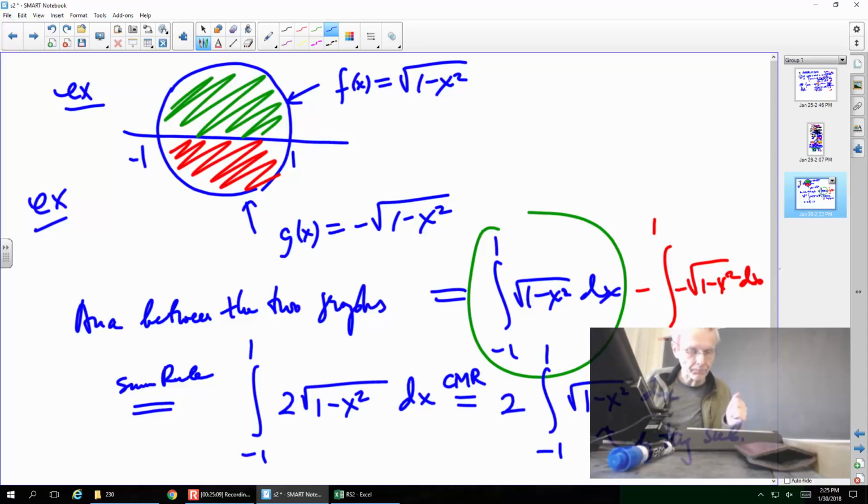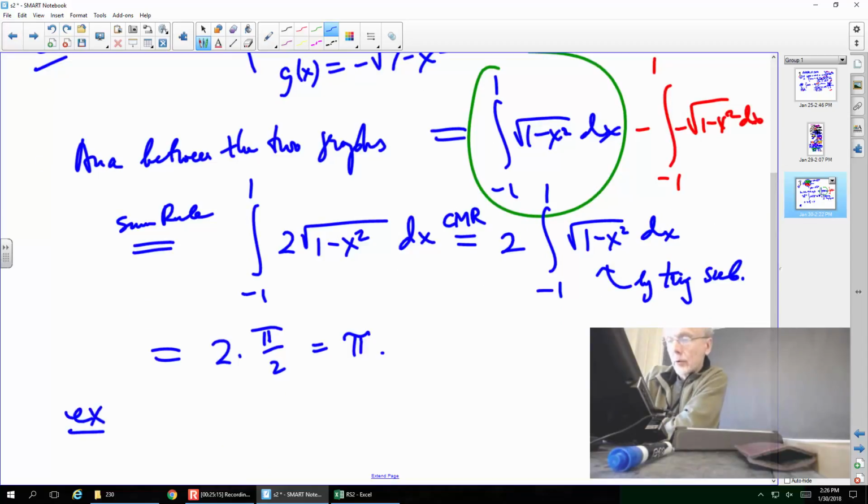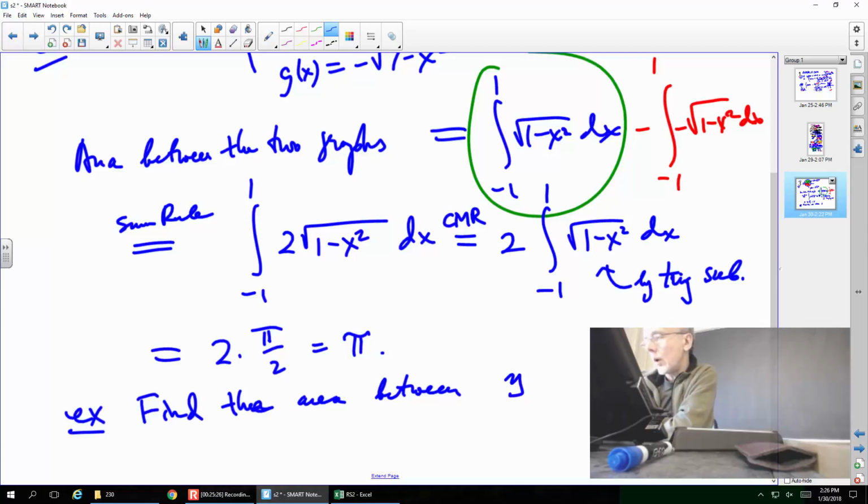Well, here's one. So this is the way the problem will be stated. Find the area. Sometimes it is very specific. Find the area between y equals x squared and y equals 2x squared plus 1. Okay, between x equals, say, 0 and 1.